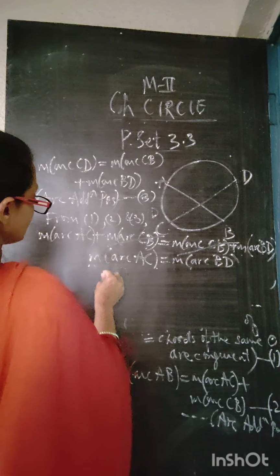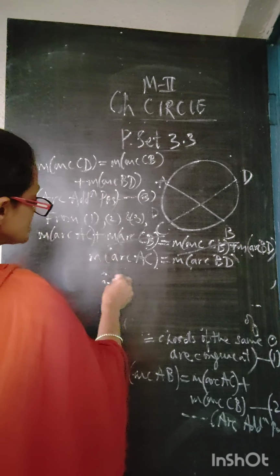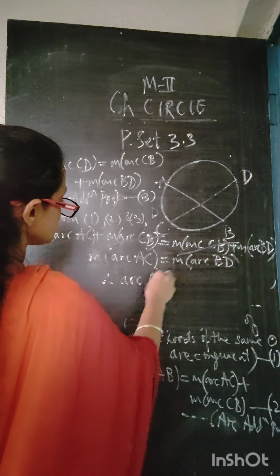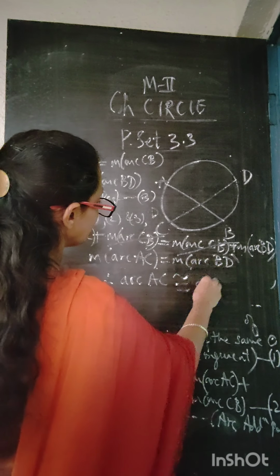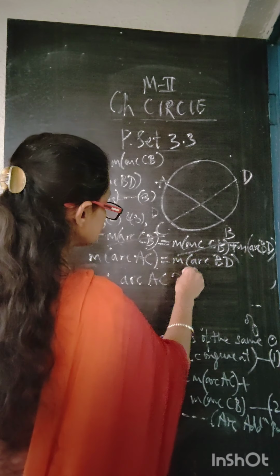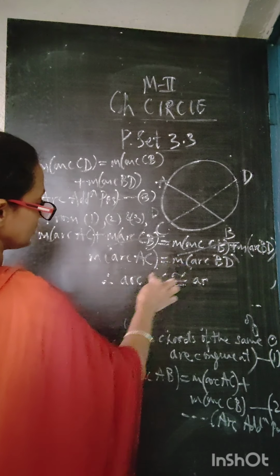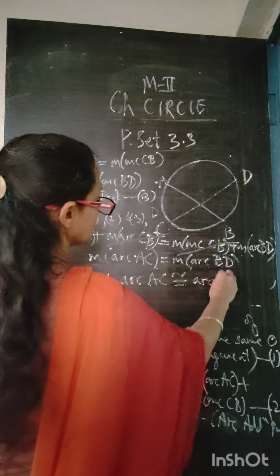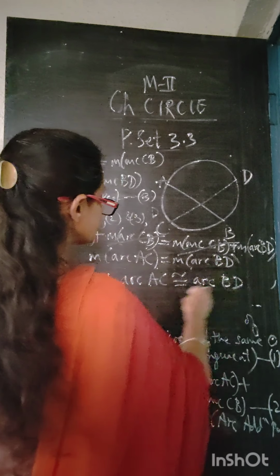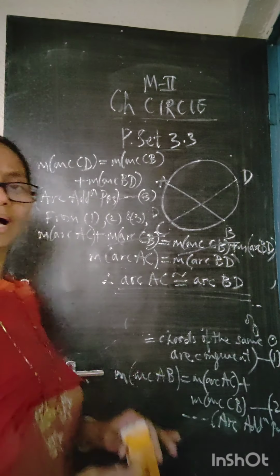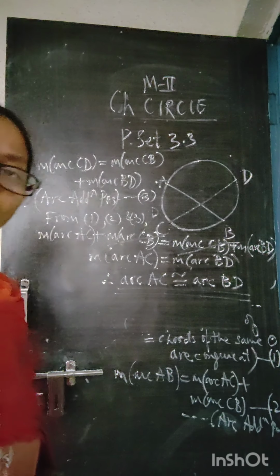Since I have written the measures, the next step will be writing only the arcs, so the congruent sign will come here. When I write measure, I write equal. When I write only arc, I write congruent. That is how the two steps are different. So this is how arc AC is congruent to arc BD. That finishes your practice set.